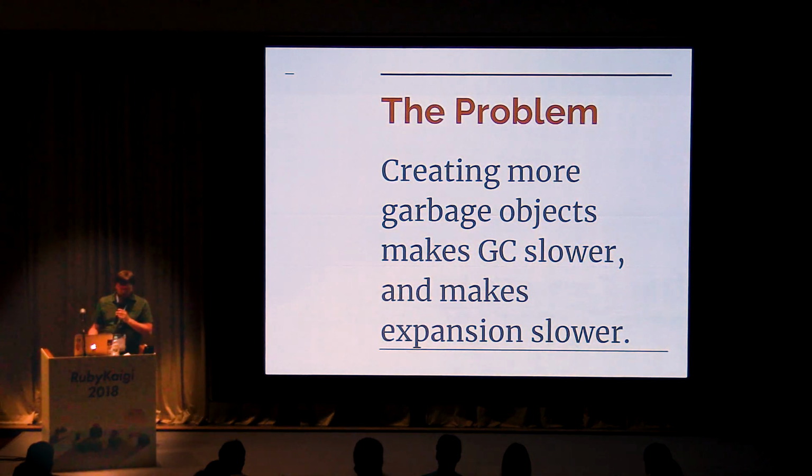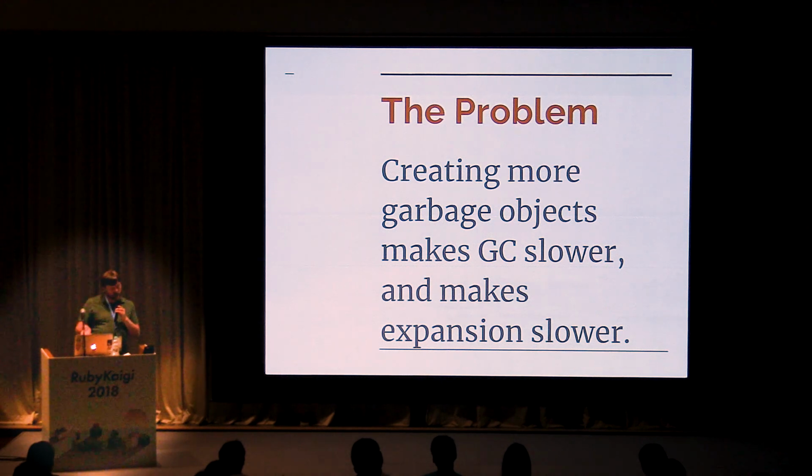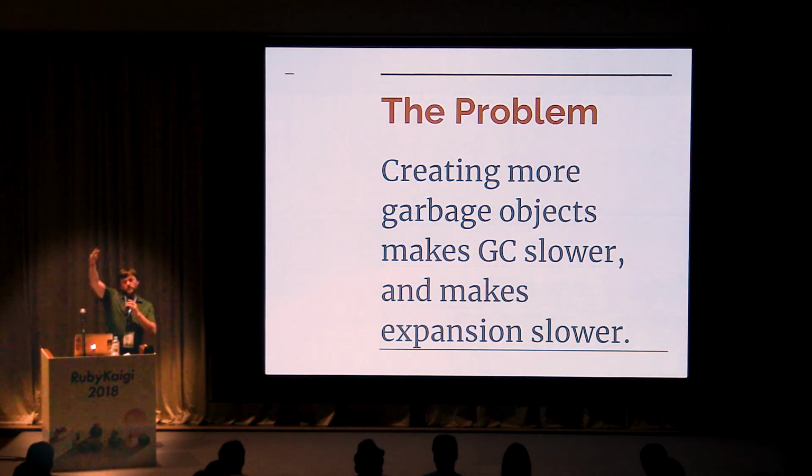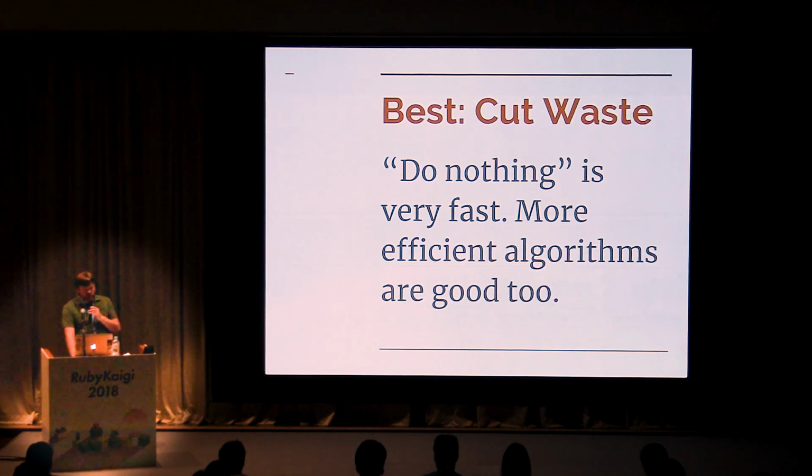Problems: when you create more garbage objects, it makes garbage collection slower because there's more to look through, and it makes that expansion slower, that cycle that I talked about, because when you garbage collect back down, you don't cross the threshold, you don't expand immediately. The more garbage you make, the slower all of this gets. So the very best thing to do is make less garbage. There's always the wonderful boring answer.